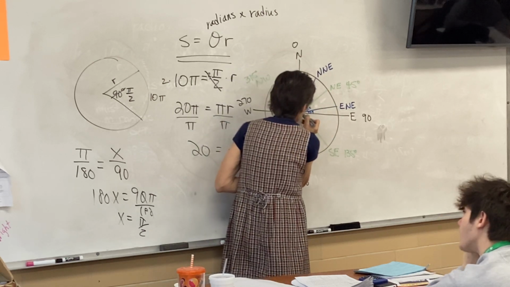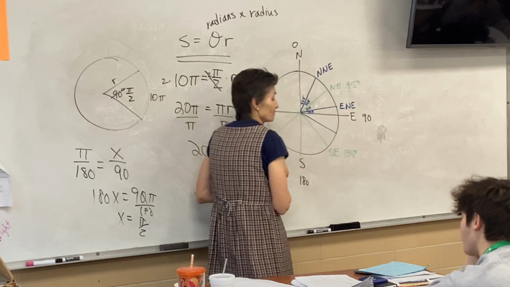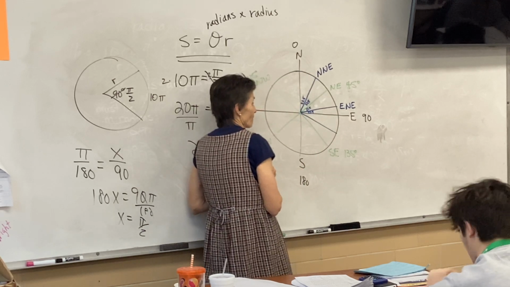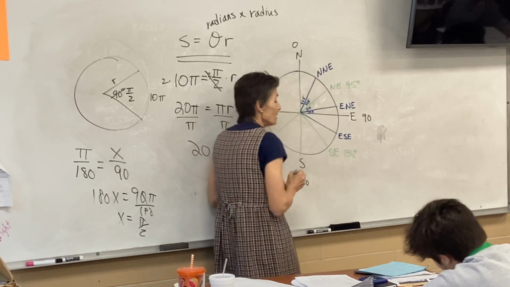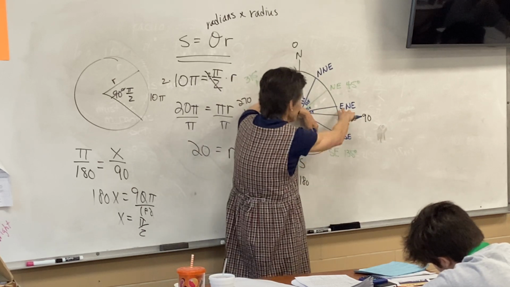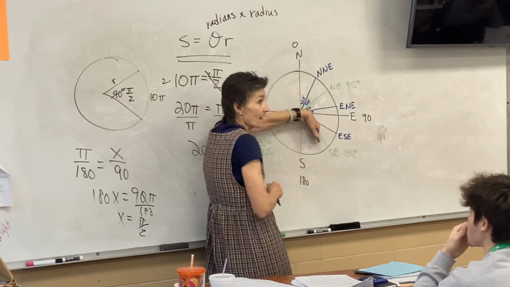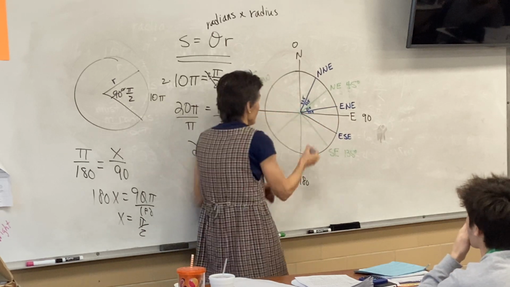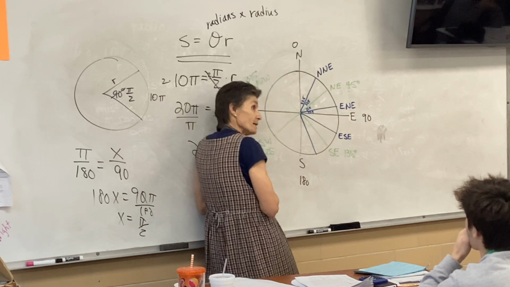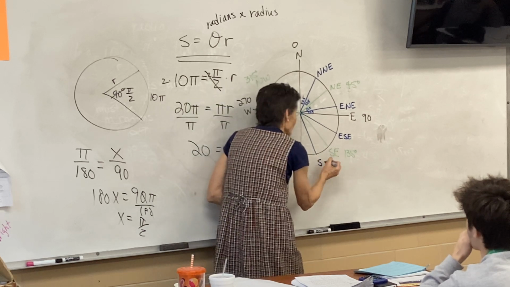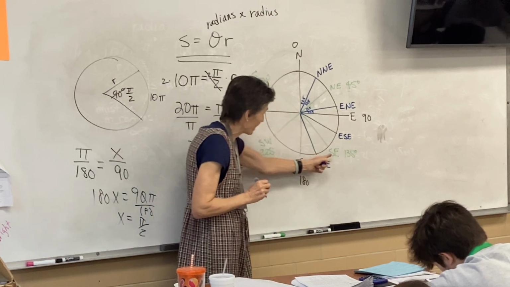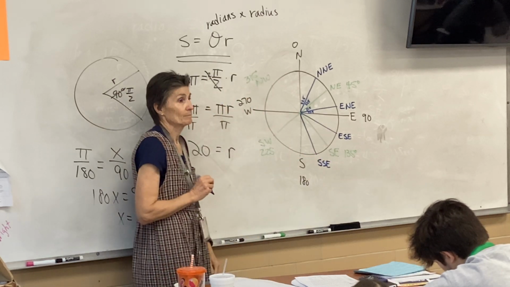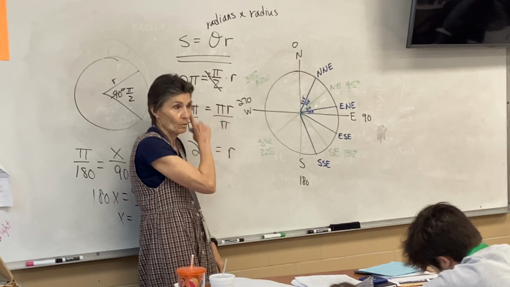What do you think this one's called? East-southeast. Very, very good. Because it's on the east side of the southeast diagonal. And then this one would be south-southeast. Yep, the south side of the southeast. And so on and so on and so on all the way around.